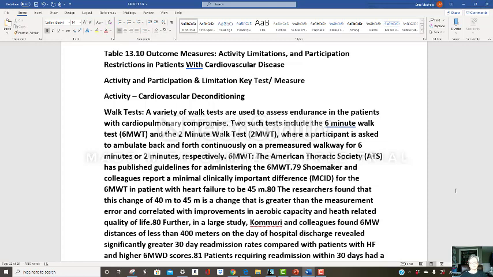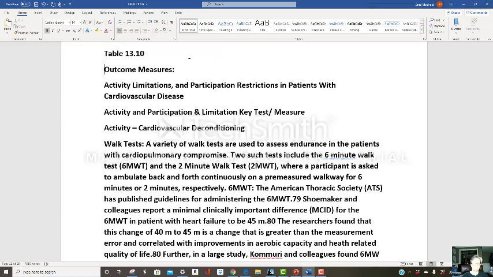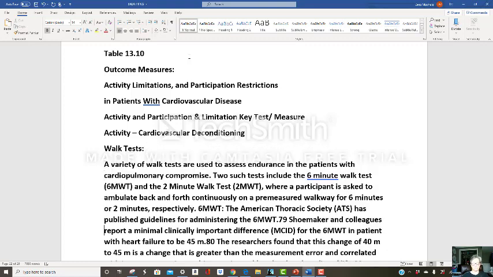Table 13.10. Outcome measures, activity limitations, and participation restrictions in patients with cardiovascular disease. Activity and participation limitation. Key test measure activity. Cardiovascular conditioning walk tests. A variety of walk tests are used to assess endurance in patients with cardiopulmonary compromise. Two such tests include the 6-minute walk test, 6MWT, and the 2-minute walk test, 2MWT, where a participant is asked to ambulate back and forth continuously on a premeasured walkway for 6 minutes or 2 minutes, respectively.